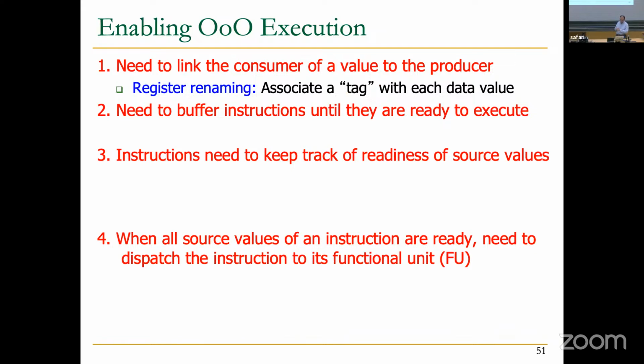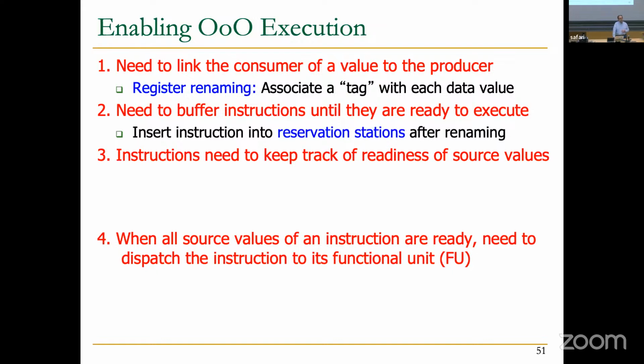In order to link the consumer of a value to the producer, we use register renaming. So we associate a tag with each data value. We're going to see it in a picture soon. To buffer instructions, we define a structure named reservation station, where we insert instructions after renaming.